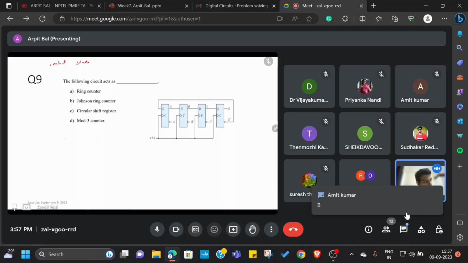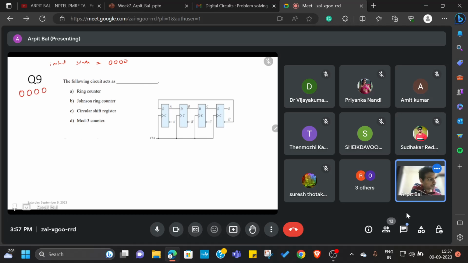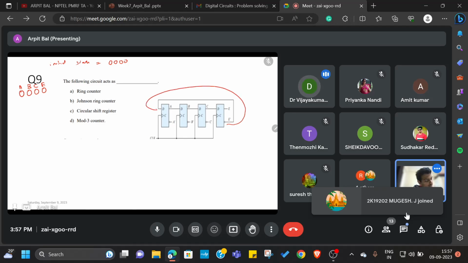Yeah, I got one answer. So initial state, let's say it is 0 0 0 0. Okay, and then you proceed, like what will be the values, 0 0 0 0. A B C D. Okay, so what will be the next value then? 1 0 0 0. Correct. Next.